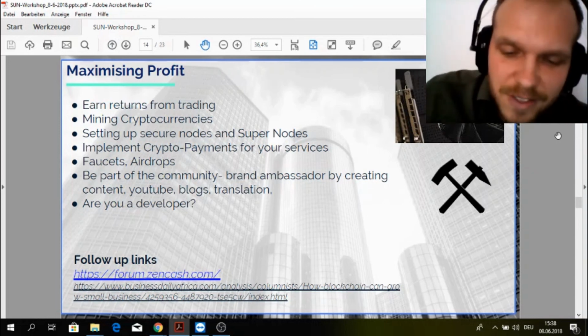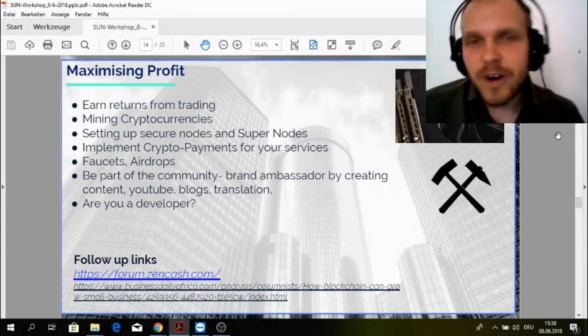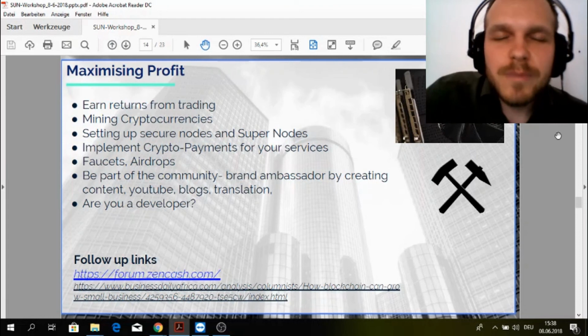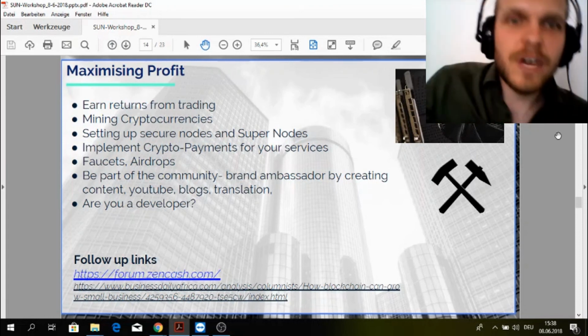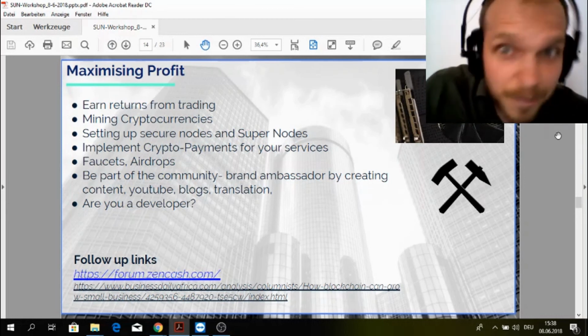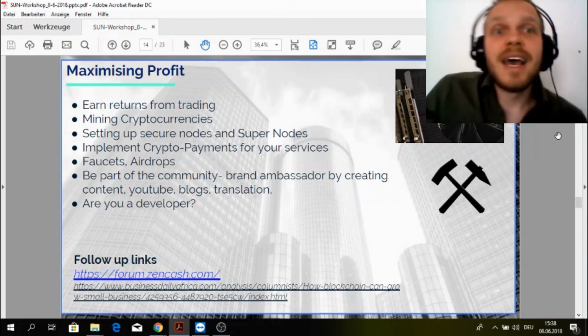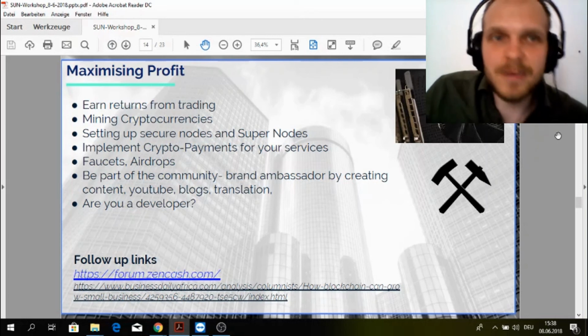Just to have a short story here, for example, Vitalik Buterin, the co-founder of Ethereum, started by writing blog articles about Bitcoin. So he was earning his first Bitcoins just by putting some articles about Bitcoin out there. So this is a way where you can also participate, and maybe it even gives you more profit than the other ways.